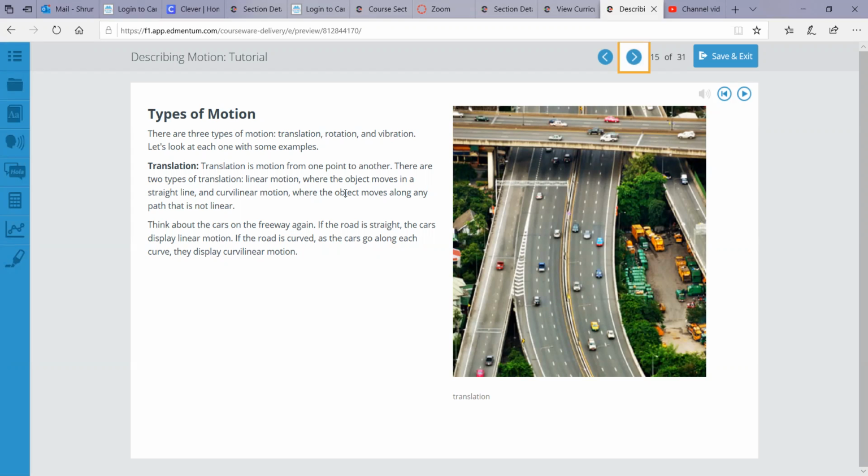So think about cars on the freeway. If the road is straight, the cars are displaying linear motion. But when the road curves, the cars go along each curve in curvilinear motion. See? So these guys are going straight, linear motion, and these are about to turn. So curvilinear.